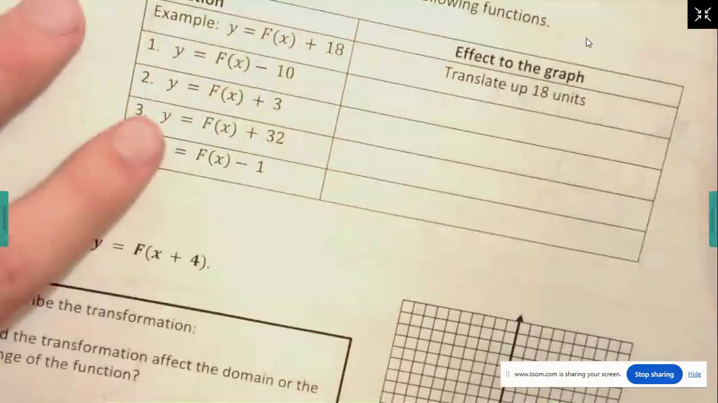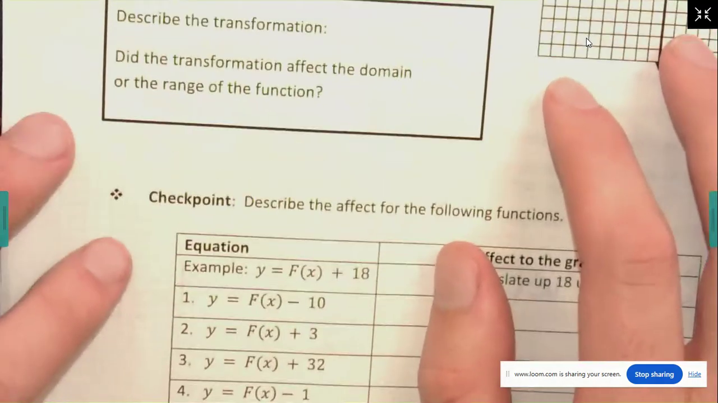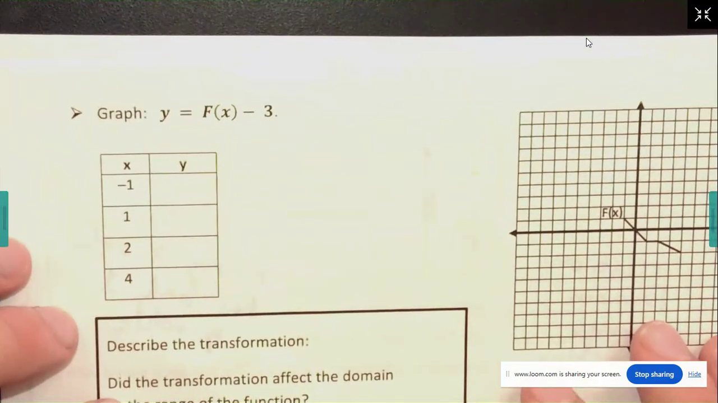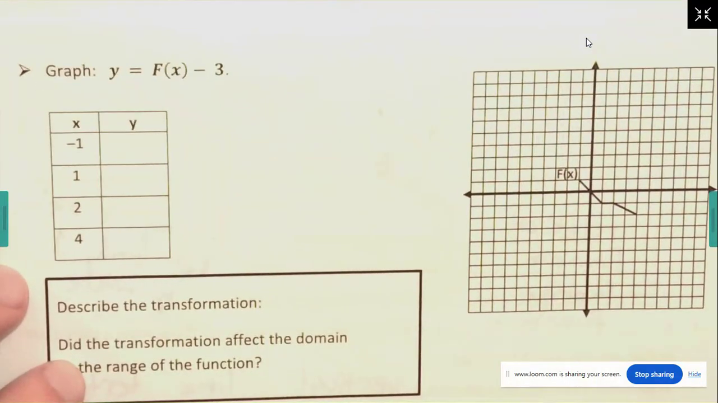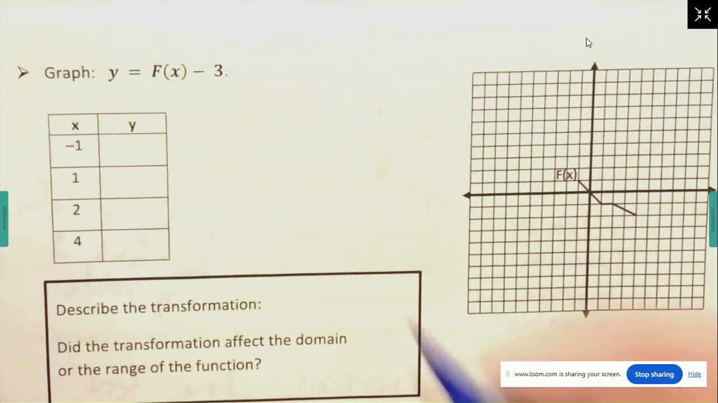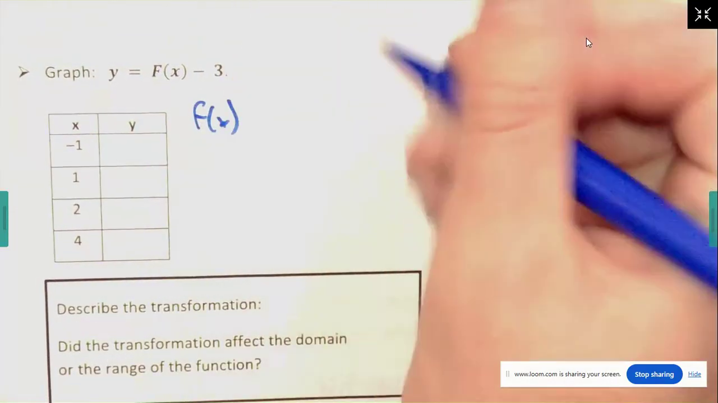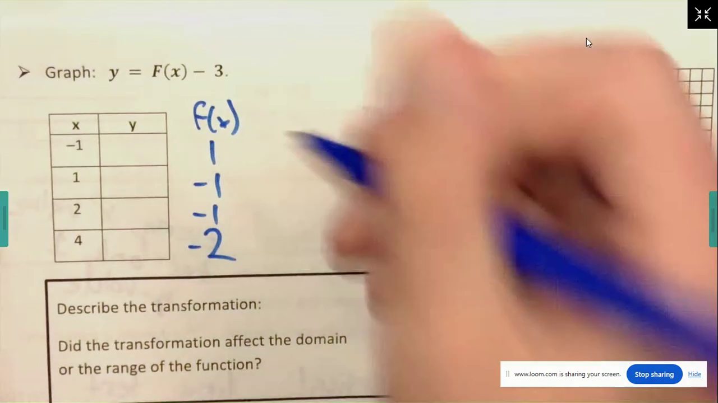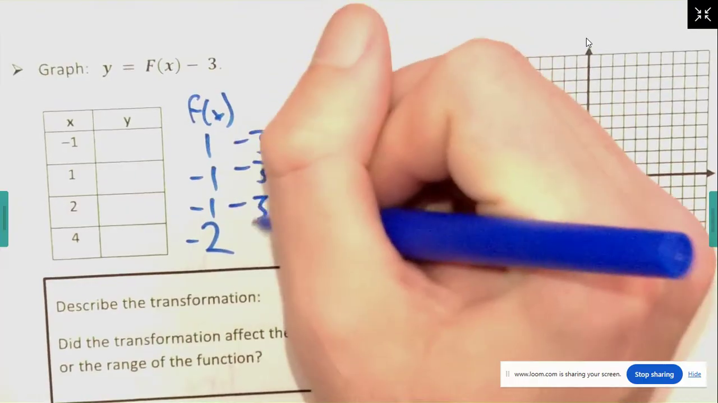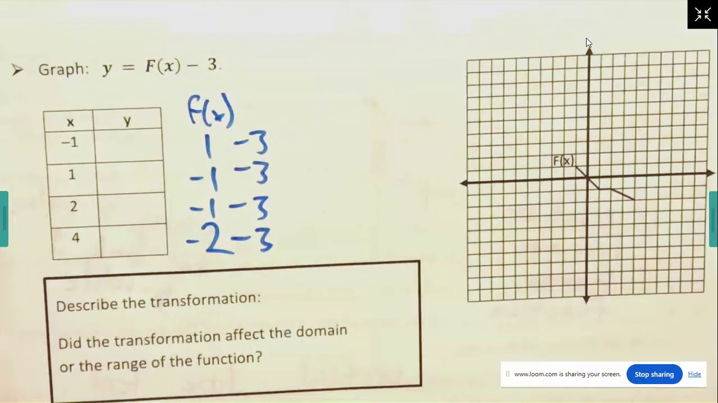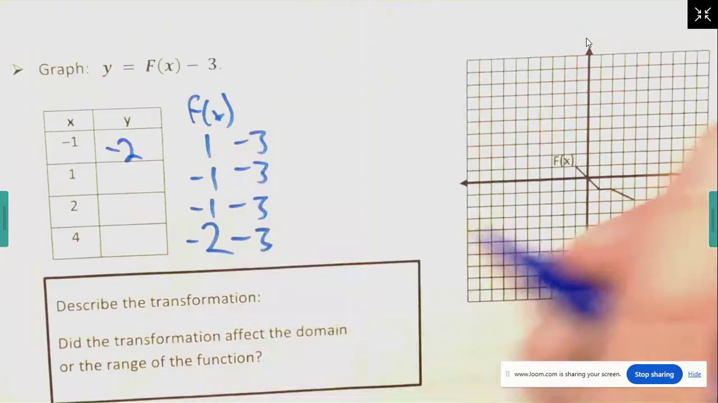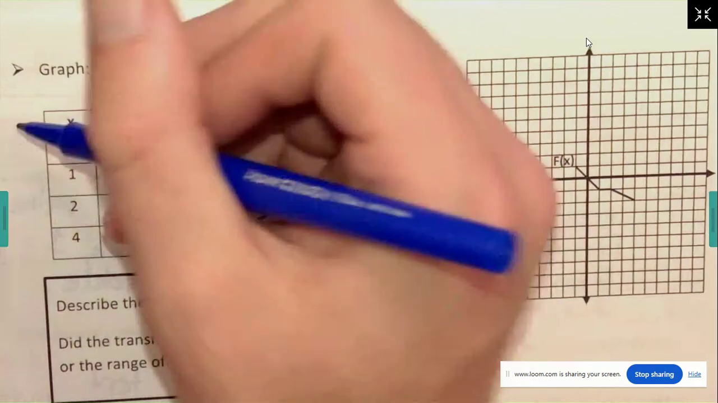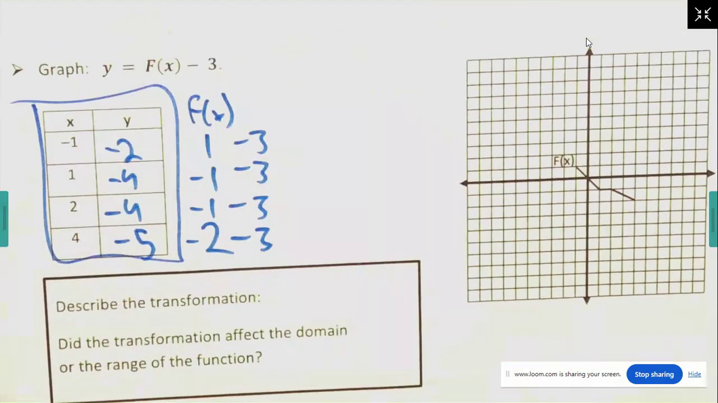And I have f of x. Let me write it down. There we go. That works. Okay. I have f of x minus 3. So I had my f of x values, which was 1, negative 1, negative 1, negative 2. Okay. And I'm subtracting 3 from all those to get my new y's. And so let me fill that out. Okay. So now I have my new x and y values that I can graph.